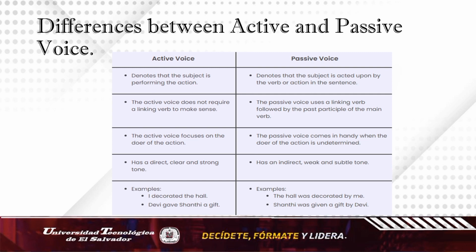The active voice does not require a linking verb to make sentences, while the passive voice uses a linking verb followed by the past participle of the main verb. The active voice focuses on the doer of the action, while the passive voice comes in handy when the doer of the action is undetermined. Active voice has a direct, clear, and strong tone, while passive voice has an indirect, weak, and subtle tone.